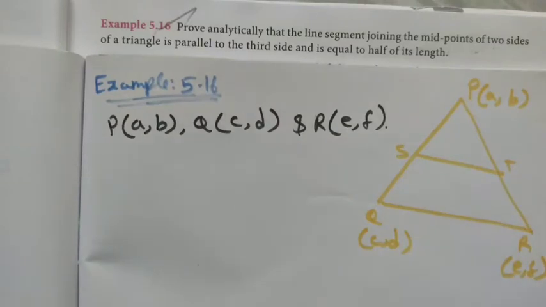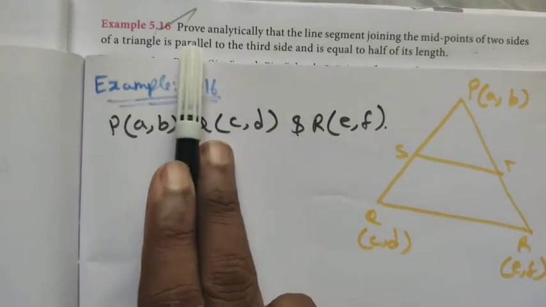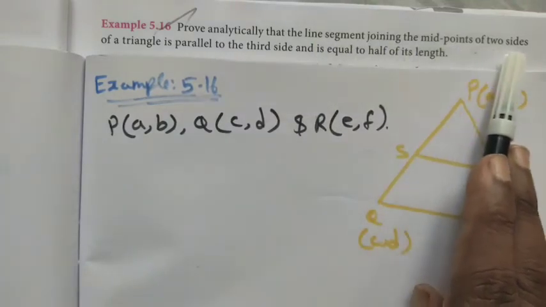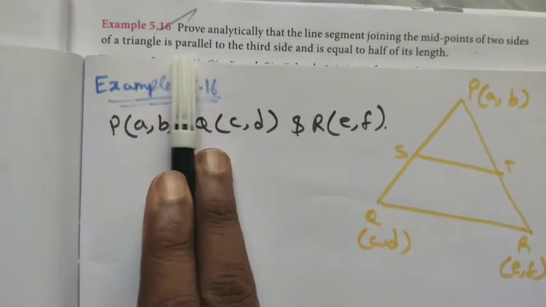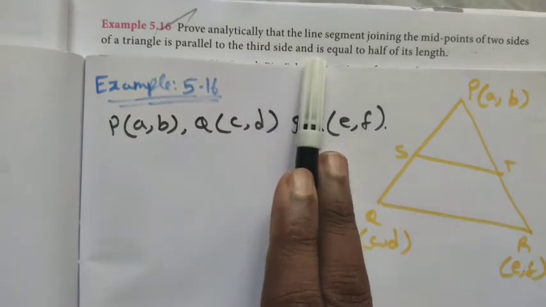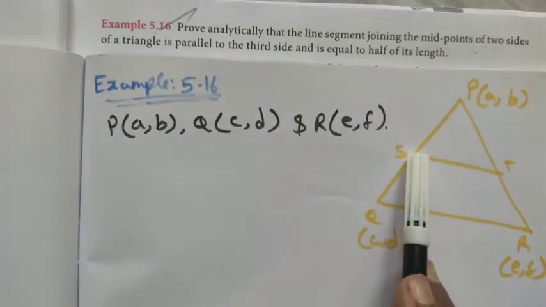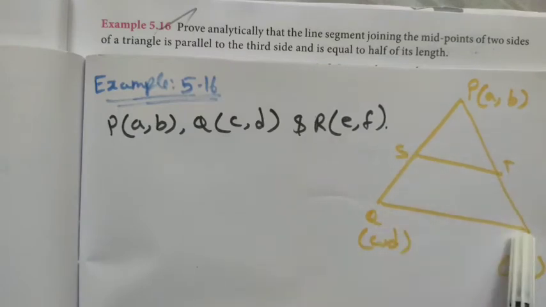Class 10. Example sum 5.16. Prove analytically that the line segment joining the midpoint of the two sides of a triangle is parallel to the third side and is equal to half of its length. We have to prove that ST is parallel to QR and the line ST is half of the line QR. We want to prove that, right?